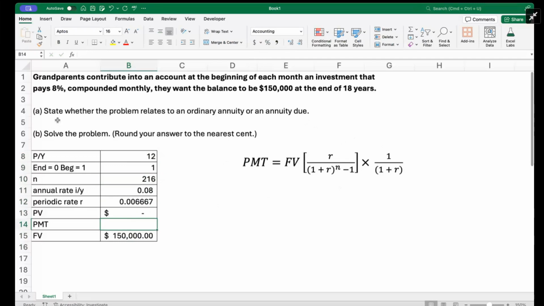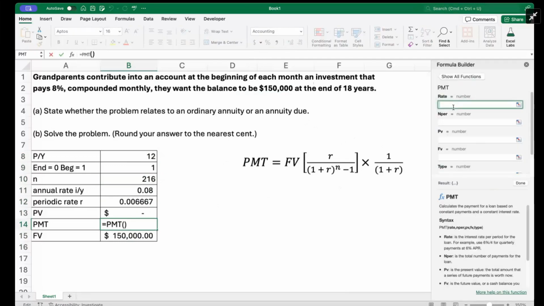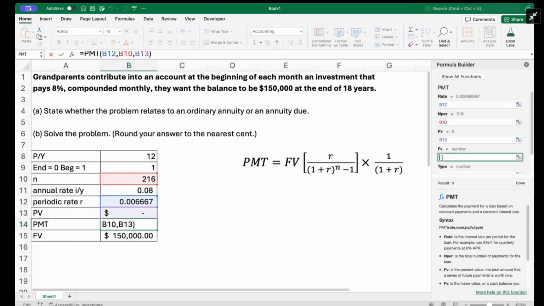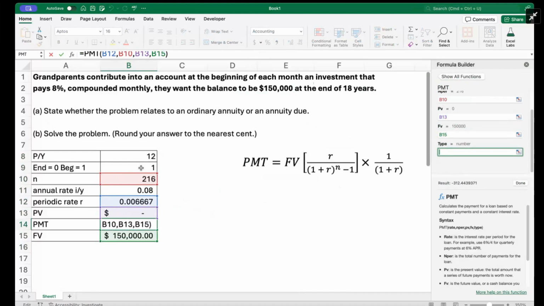So let's do this. This is actually called the payment function. The payment function takes the rate, and we're going to use the periodic rate. The number of periods is going to be 216. The present value is going to be 0. The future value is going to be 150,000. And we want to make sure we put in 1, since the payments happen at the beginning of the period. And so we'll hit done.